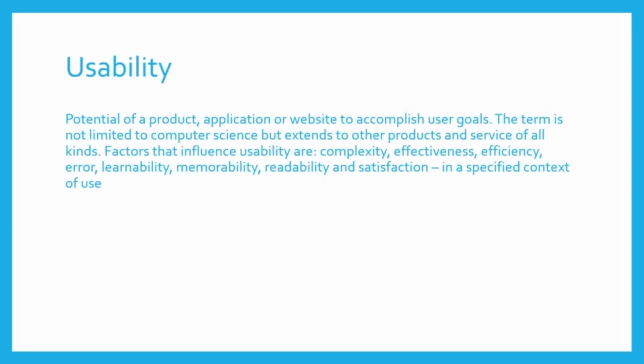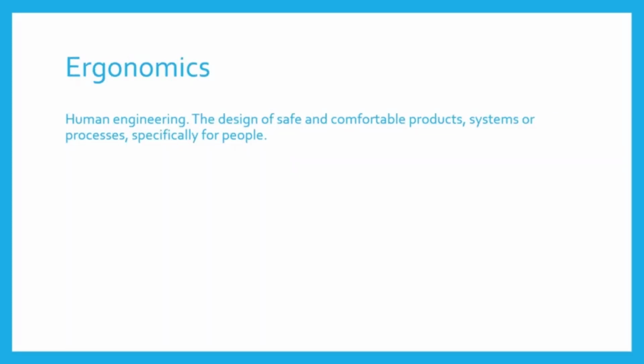Usability refers to the potential of a product, application, or a website to accomplish user goals. The term is not limited to computer science only, but it also extends to other products and services of all kinds. There are 8 factors that influence usability, which are complexity, effectiveness, efficiency, error, learnability, memorability, readability, and satisfaction. And all these 8 factors need to be assessed in a specific context of use, and I will be addressing these later on.